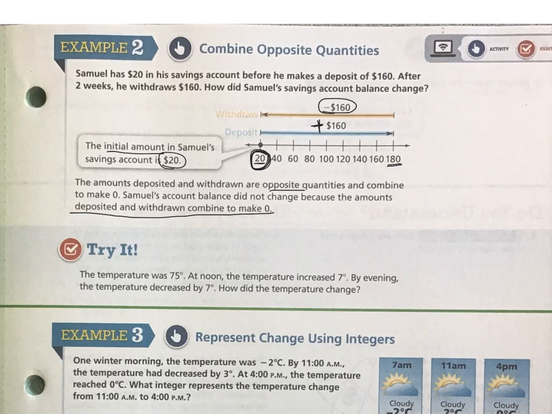Okay, they are opposite quantities. So a positive 160 put together with a negative 160, because they are opposites, make 0 change. Now look at the try it.